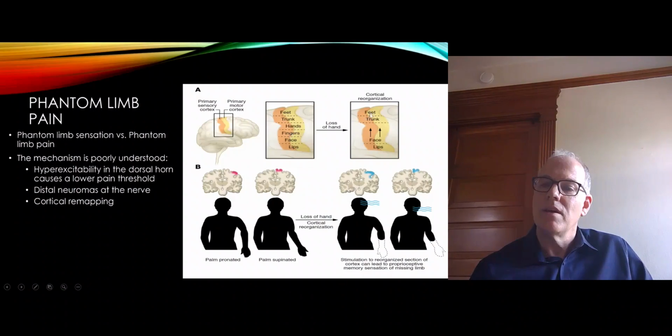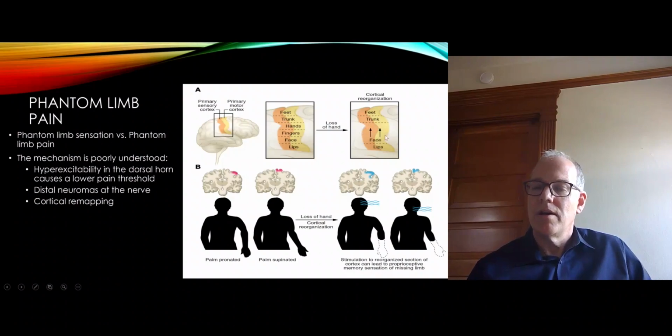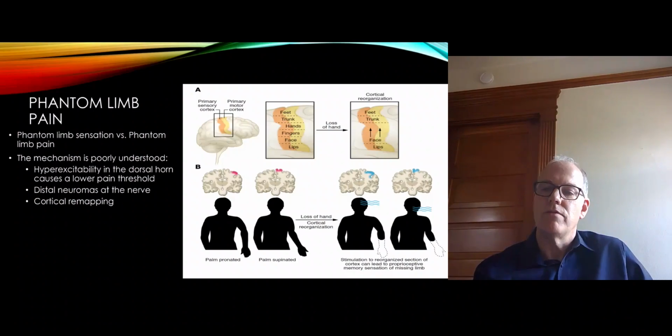And so the other areas of the brain, here for the lower extremity and the face and the lips, may take over that part of the brain that used to be dedicated to the arm and hand motor or sensory function. And so it's felt that this sort of remapping or cortical reorganization is probably also responsible for not just phantom limb sensation, but for phantom limb pain.